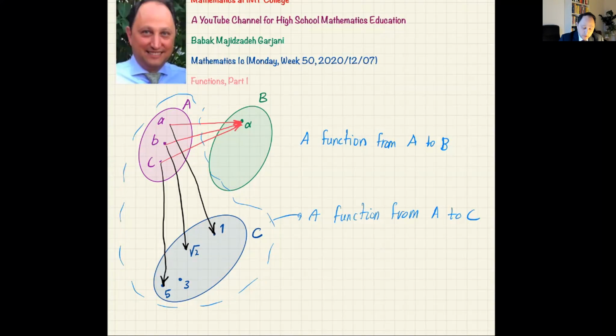If I ask you what is the range of the first function, the range of the function is again this set. Yes, because this element is the only element of this set and it is receiving arrows. Okay, but if I ask you what is the range of the second function, then you would say that the range of the second function is this part which is receiving arrows: 1, square root of 2 and 5.